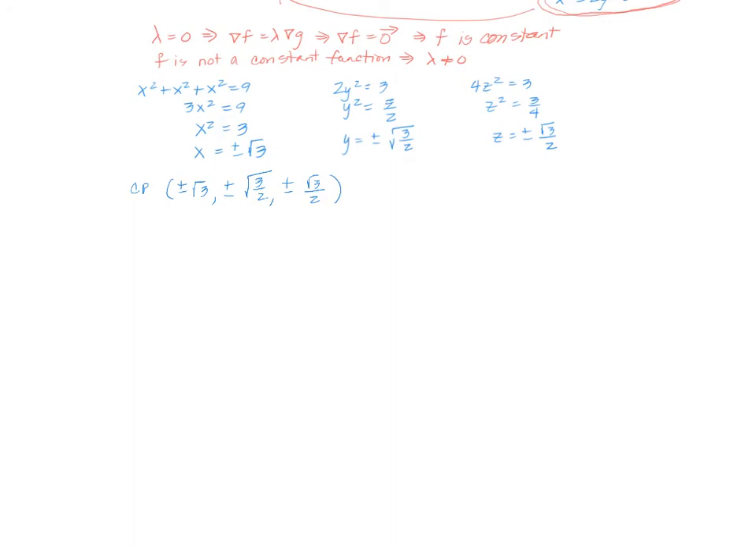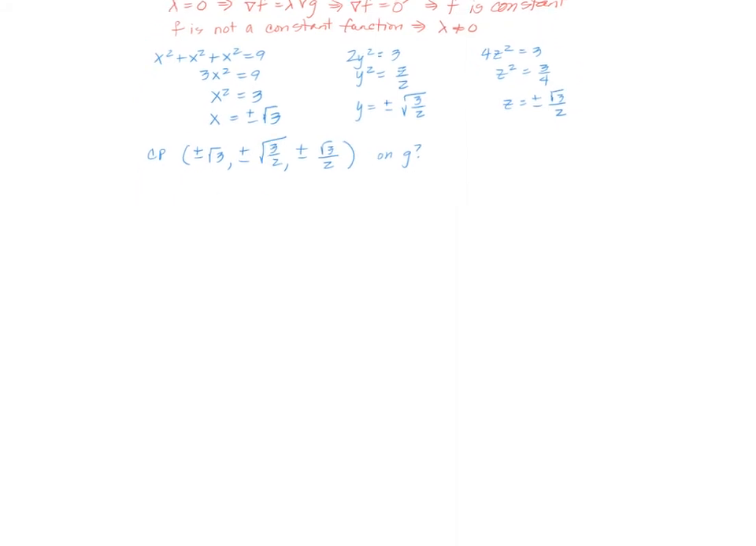And this is an ordered triplet, x, y, z. Are these points on our constraint function g? Yes. Check them regardless of negative or positive because the x, y, and z are all being squared. So you can just try the positive one and it'll work for all of them. And you'll get 9. So all of these points are on g.